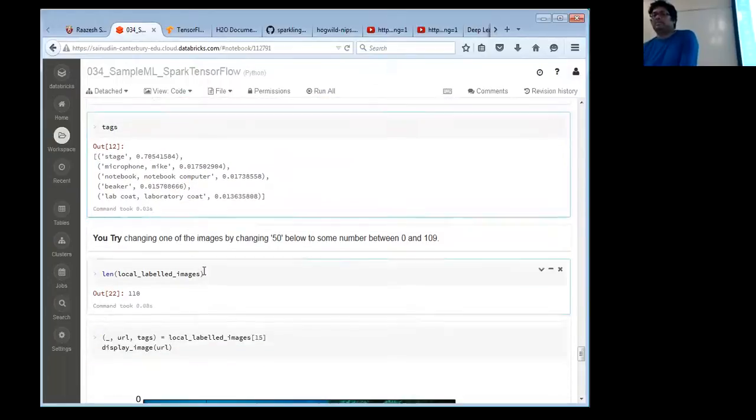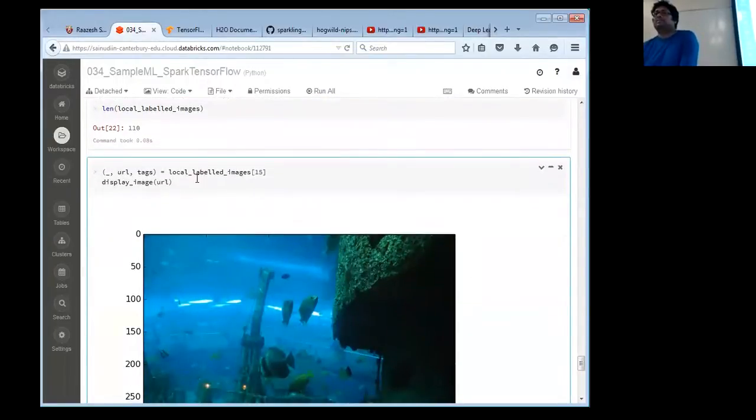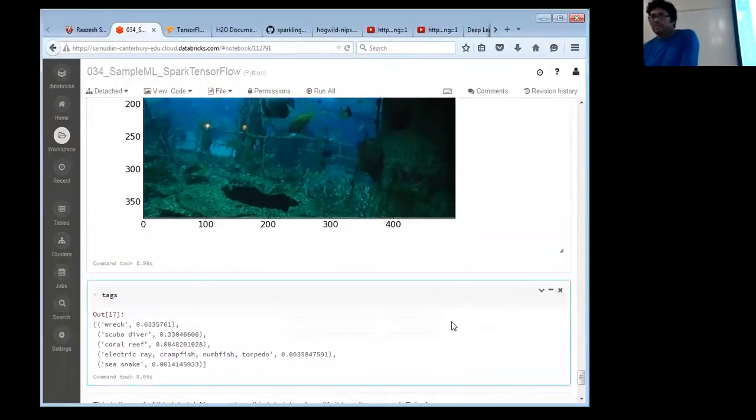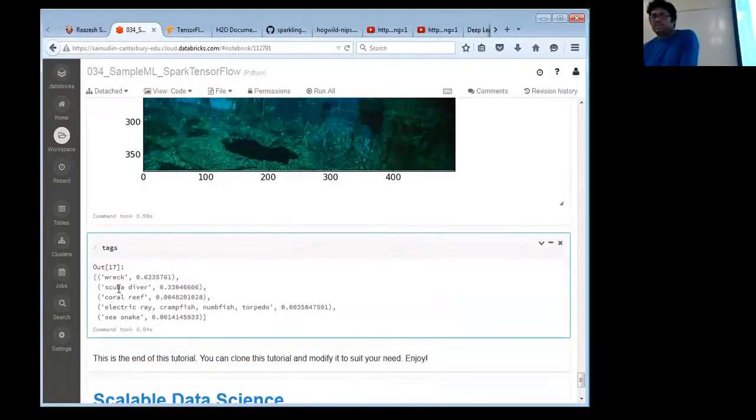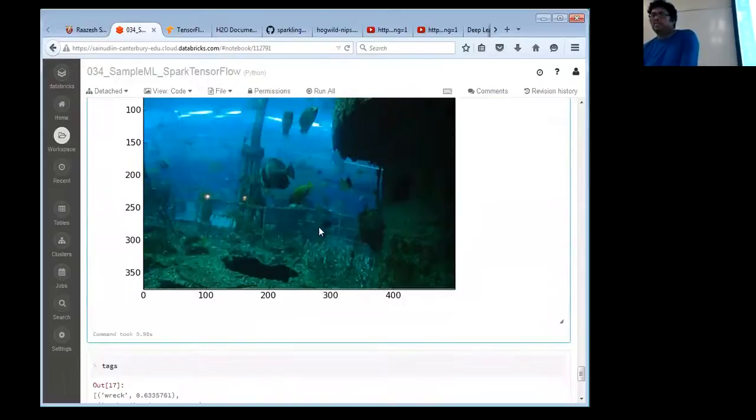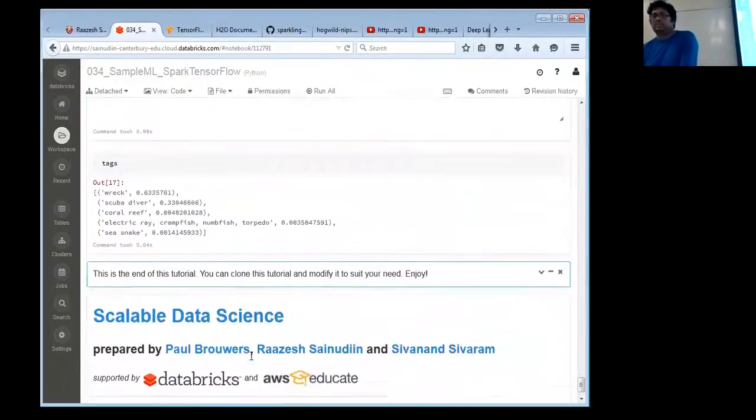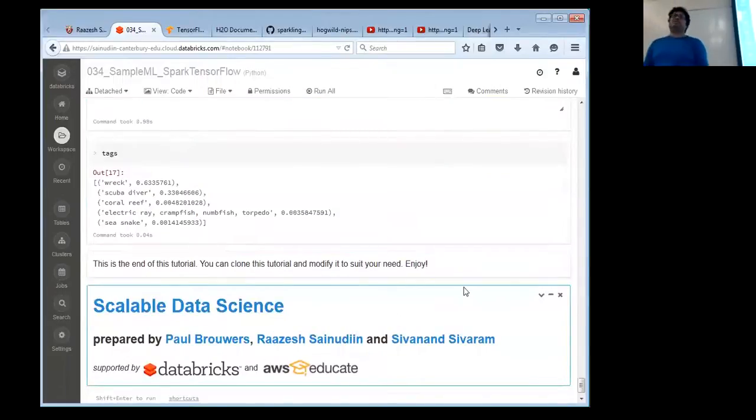Okay. And then this is another example, which is an underwater scene, and then we can ask what it is, and it's saying it's a wreck. It's picked up that it's a shipwreck. That's pretty cool. A scuba diver, coral reef, and so on. So that's the kind of thing, this is a fault-tolerant, embarrassingly parallel broadcast of a pre-trained model in Spark, so you can do very quick serving.